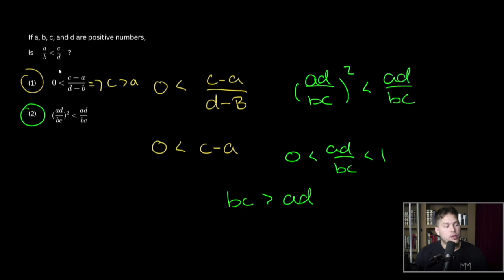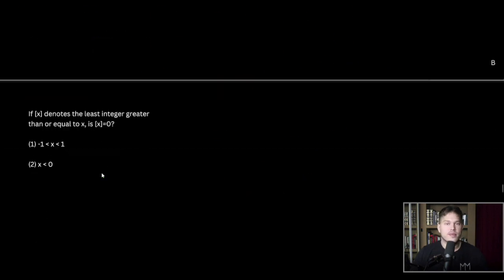Going back to the original question, if we cross multiply, we would have AD is less than CB. And that's exactly what we have down here. So statement 2 is sufficient to answer this question. Therefore, our answer is going to be answer choice B.